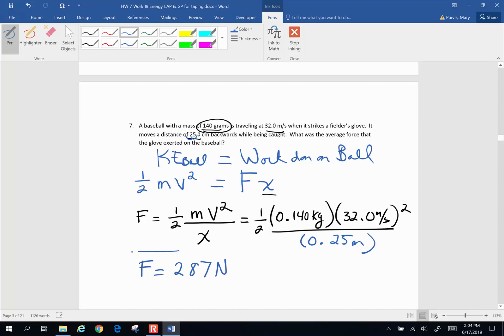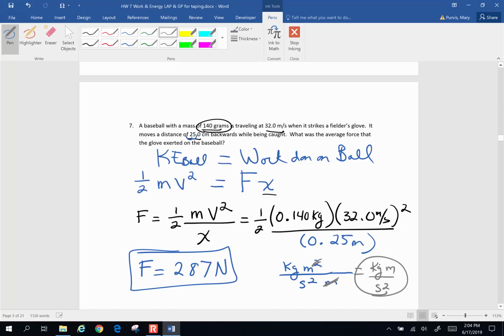It should be newtons. Let's double check we actually get newtons. I have up here a kilogram, meters squared per second squared. So meters squared over seconds squared divided by meters. Let's see what happens here. This meter will cancel one of those. I end up with a kilogram meter per second squared. A kilogram meter per second squared is 1 Newton. So the units there worked out very, very nicely.